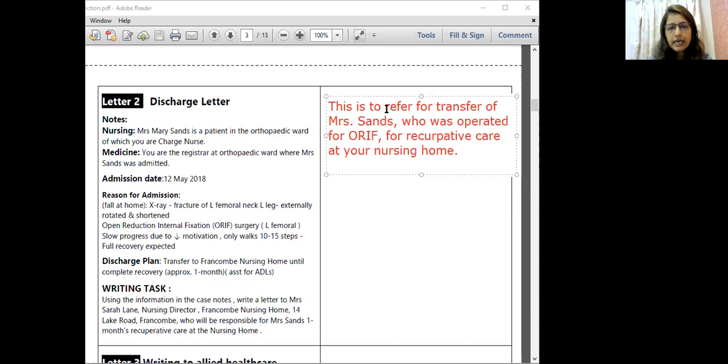Another thing that I would like to change here is "to refer for transfer". Instead of that, probably you can say "I'm writing to transfer Miss Sands into your nursing home for recuperative care." You could also have replaced the word "recuperative" with "rehabilitative". Okay? So paraphrasing, expanding, using appropriate prepositions, these are the things you will need to keep in mind when you are transforming case notes into complete sentences.